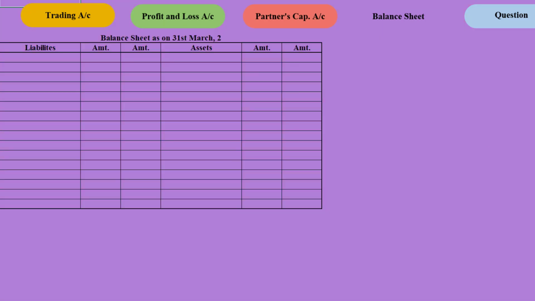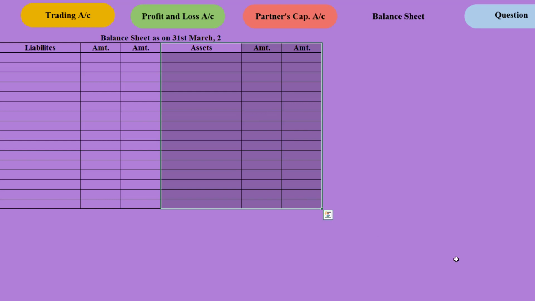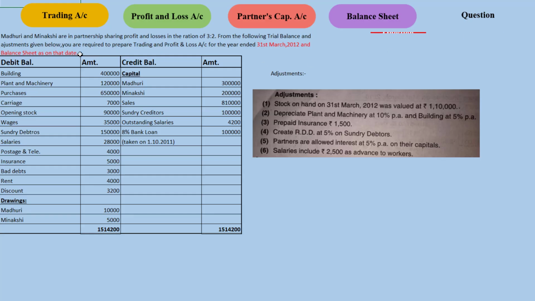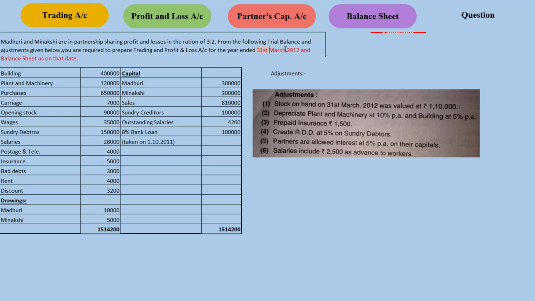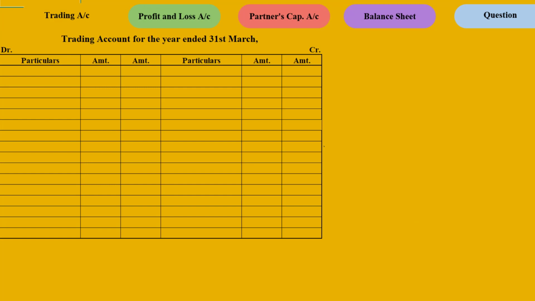Next we have the balance sheet, with an asset side and a liability side. We'll record all liabilities on the liability side and assets on the asset side. The heading is to be given. Let's begin. First of all, we'll check this date, 31st March 2012, and the partner names are Madhuri and Meenakshi. So first we'll go to the trading account.